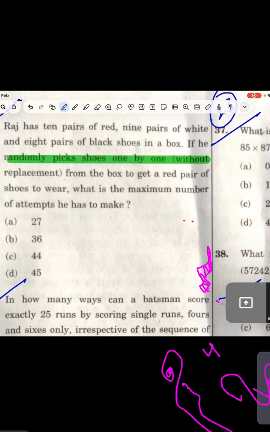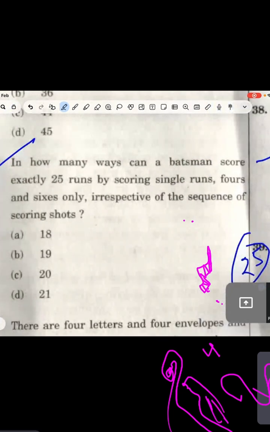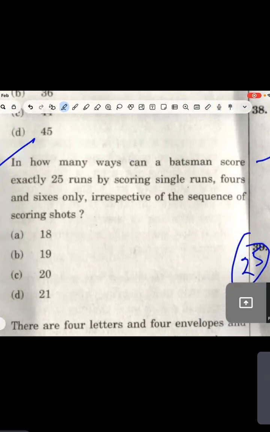Guys, this is a very interesting question. I like this question. You just need common sense and nothing else. Read, Priyal. In how many ways can a batsman score exactly 25 runs by scoring single runs, fours, and sixes only, irrespective of the sequence of scoring shots?